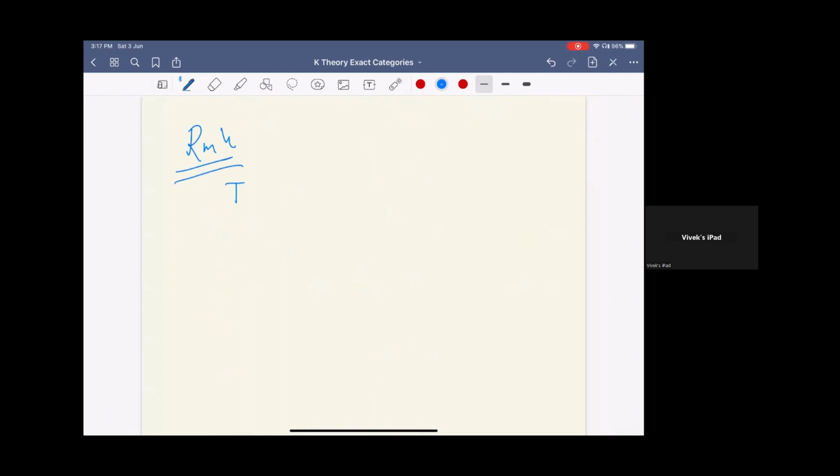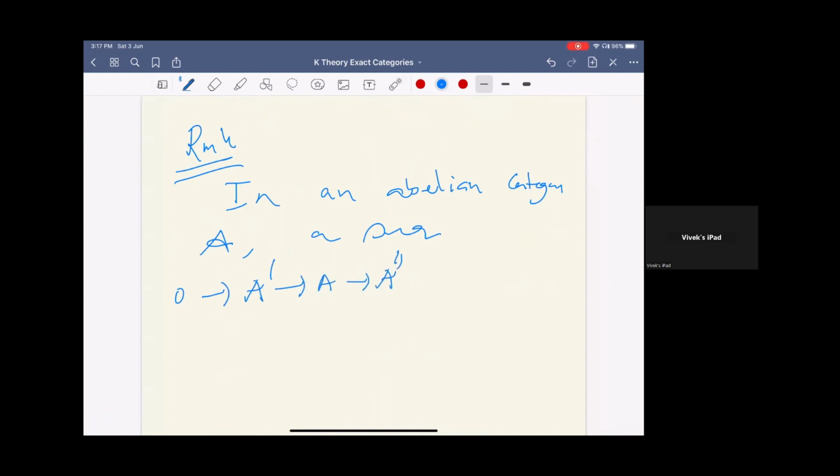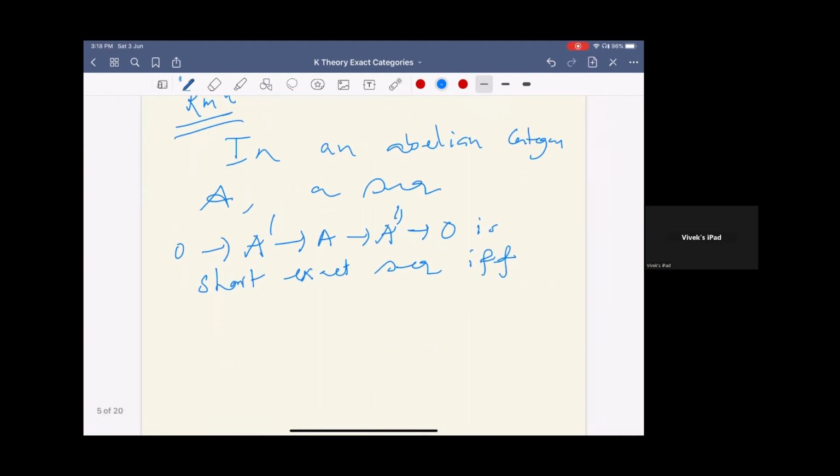Okay, so there is an immediate remark. In an abelian category, a sequence is a short exact sequence if and only if (i, p) is a kernel-cokernel pair.